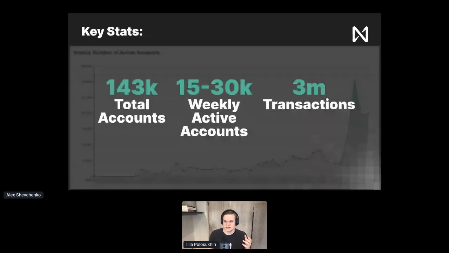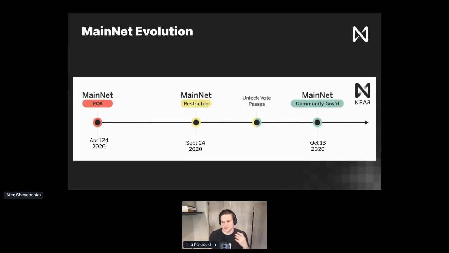That really showcased that the community can make decisions, can coordinate, and can come together to make decisions this big, to unlock transfers and really enable the mainnet to be fully permissionless. So from the perspective of an actually working network, this was the first day, and it's now almost 6 months since then, which is also amazing.